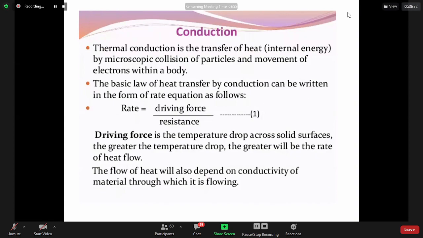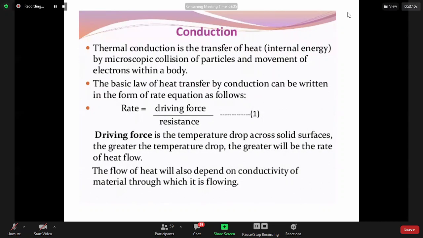Now, what is this driving force? The driving force is the temperature difference, or you can call it the temperature drop across the solid surfaces. The greater the temperature drop, or the greater the temperature difference, the greater will be the rate of heat flow. So the driving force is the temperature difference or temperature drop across.